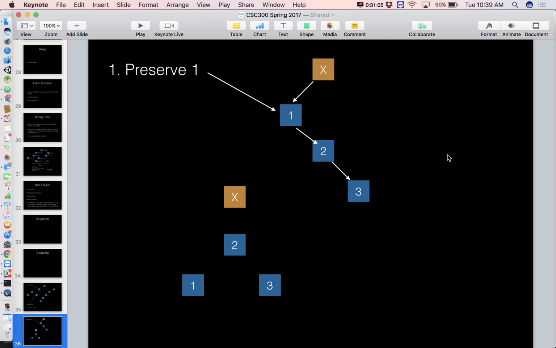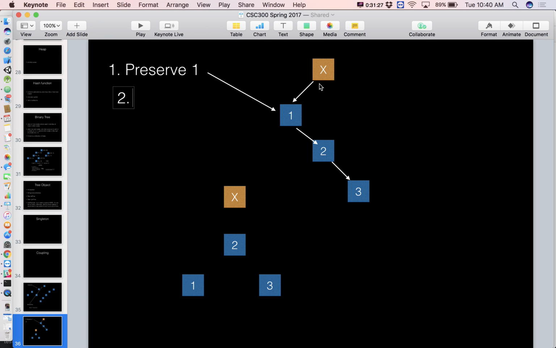Okay, so that's what our tree currently looks like. She wants to preserve the number one because we're going to lose that guy shortly, is the idea. Okay, what's step two?